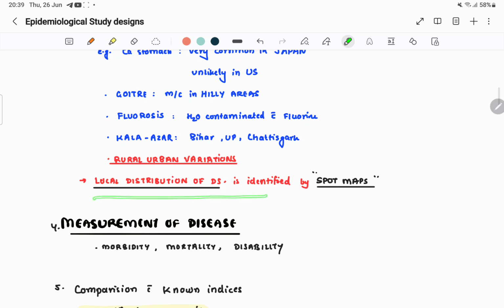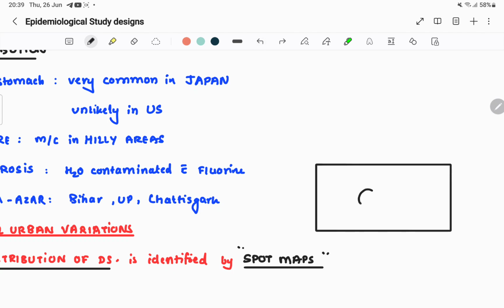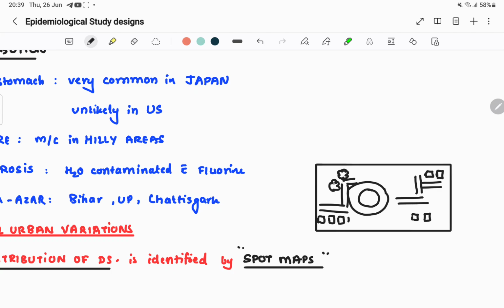Okay. Local distribution of a disease is identified by spot map. Now let me say a historical aspect, that a spot map of London was prepared. This is a spot map. Basically, you have a map over here. There is a lane. There is a road here. There is another road. There are houses over here like this. Let's say this is another lane. There's a tree over here. There is another tree. There is a house. This is a spot map.